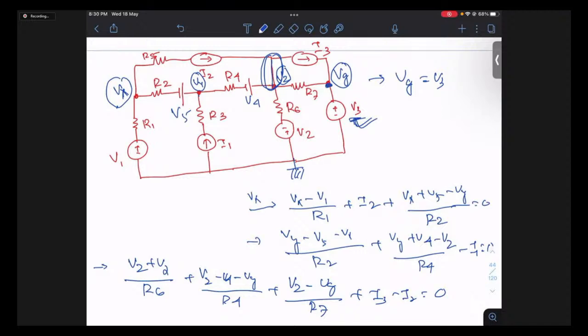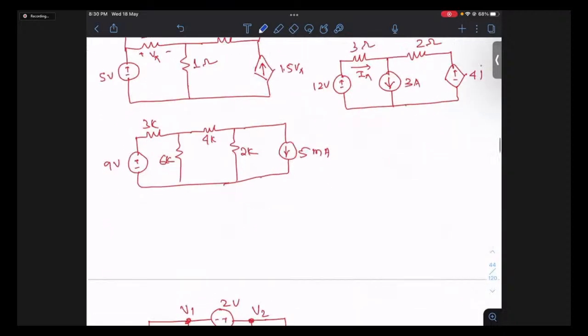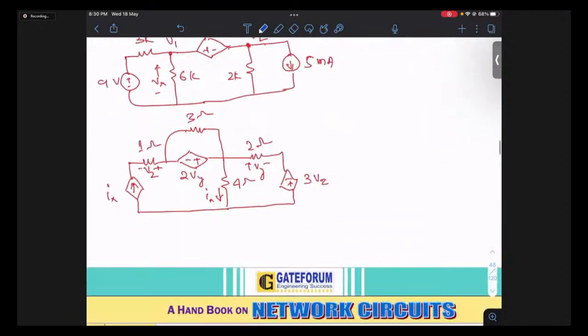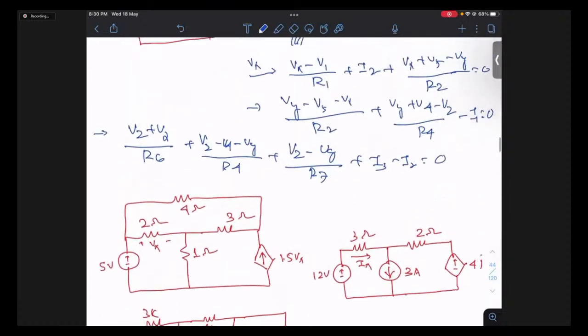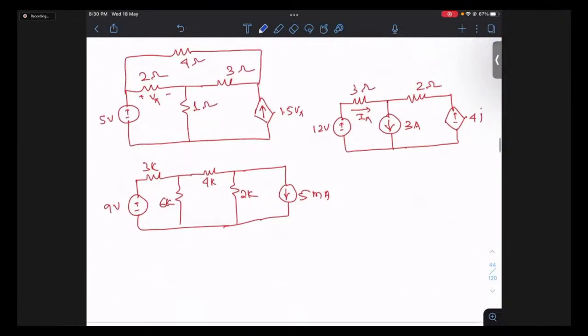So, how to write the nodal equations. The questions will take another 15 to 20 minutes, and I also need to solve some more GATE questions. These will take tomorrow hardly 45 minutes, and then we'll start the network theorems.